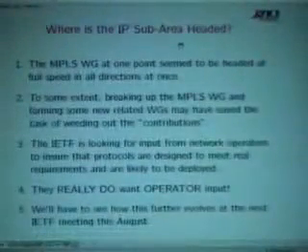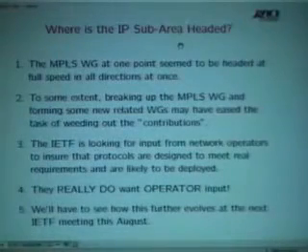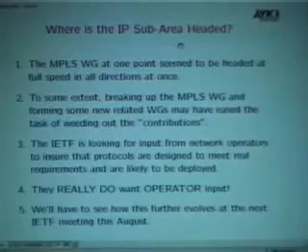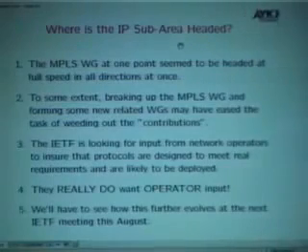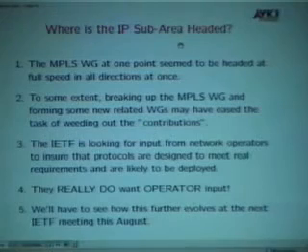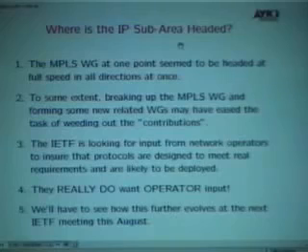So where is the sub-area headed? The MPLS work group was headed in every direction all at once, and the sub-area was supposed to help sort out the chaos, and I think it is actually helping. It has helped weed out the contributions, the so-called contributions, some of which were junk drafts. I might note that the IPO work group probably holds all records for the number of framework documents proposed by a single work group.